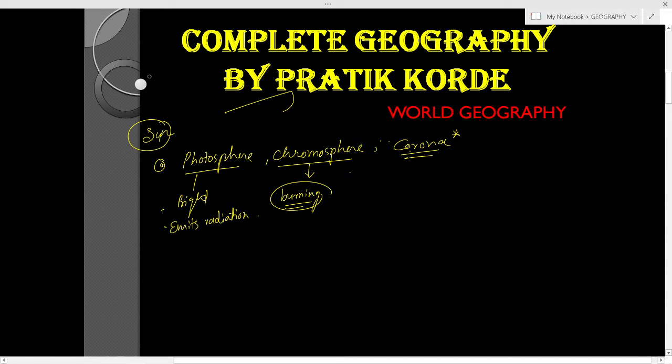Corona is basically a distinctive atmosphere of plasma that surrounds the Sun and other celestial bodies. So that is the corona.